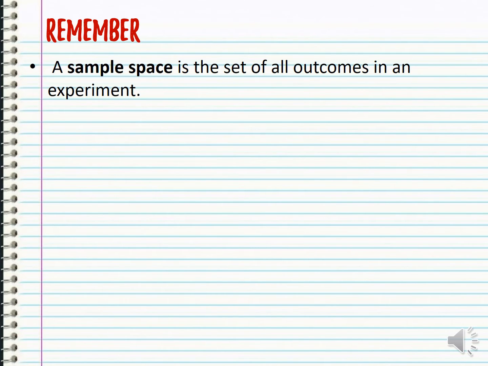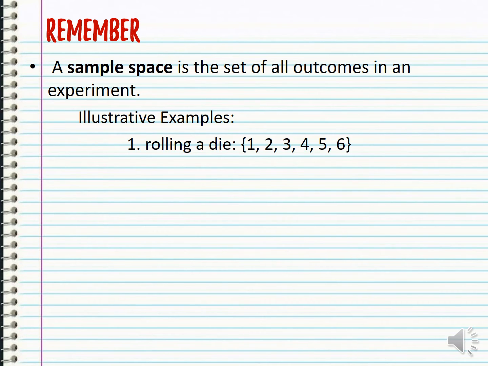Then, we also have the sample space. It is the set of all outcomes in an experiment. For example, in the experiment of rolling a die once, this is the sample space. It's simply listing down all the possible outcomes, enclosing them with curly brackets and separating them with commas. In the experiment of tossing a coin, the outcomes, the head and the tail, are enclosed with curly brackets and separated with a comma.